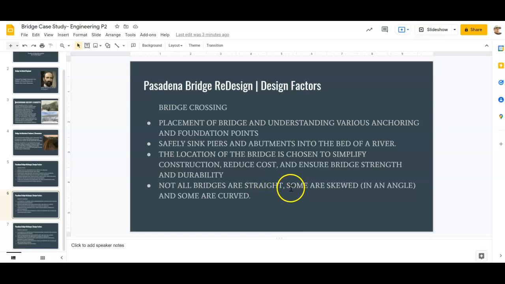Not all bridges are straight. Some are skewed. And when they talk about skewed bridges, if we're looking down on, let's just say there's some land over here and there's some land over here and we need to put a bridge across, but there's a road right here. For whatever reason, there's a road right here. This bridge isn't directly straight across. It's a terrible drawing, but you get the idea. It's skewed. It's drawn in an angle. And that's all that means, that it's drawn in an angle.